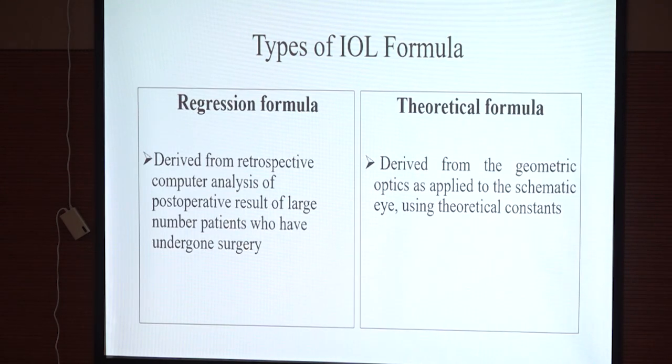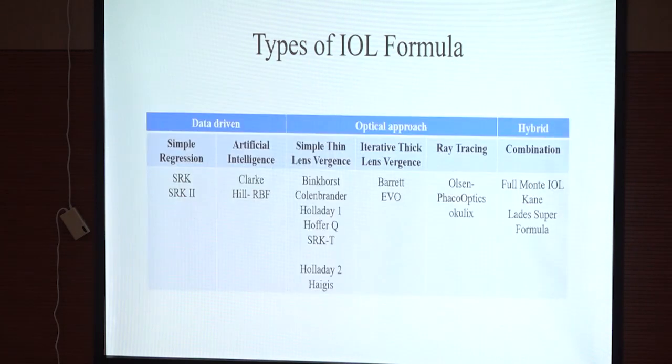Classically, we have defined the IOL formulas as the regression or the theoretical formula. A regression formula is derived from retrospective computer analysis of post-operative results of a large number of patients who have undergone surgery, whereas a theoretical formula is derived from geometric optics as applied to the schematic eye using theoretical constants. So this data-driven or regression formula includes your simple regression and your artificial intelligence formulas. Then you have the optical based formulas, and then you have the hybrid formulas, which are a combination of both the data-driven and the optical approach.